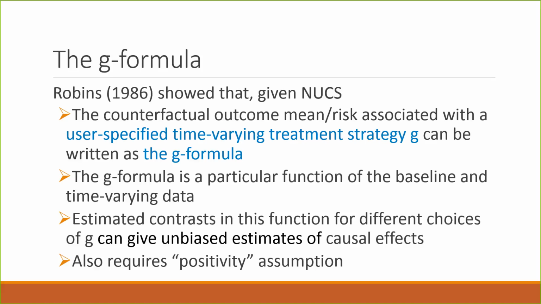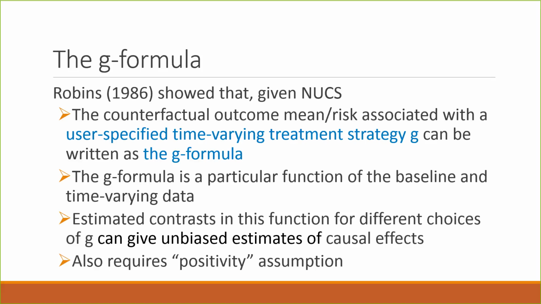Well, in a seminal paper in 1986, Jamie Robins showed that given this assumption of no unmeasured confounding, which is again non-parametric, it makes no model assumptions, it's just the assumptions represented on that DAG that I showed you before, that represents no unmeasured confounding, the counterfactual outcome mean, or risk in our case, 5-year risk, associated with a user-specified time-varying treatment strategy, which we can generally index with a g, can be written as the G formula, which is just a function of the data, a function of the baseline and time-varying confounders and treatments.